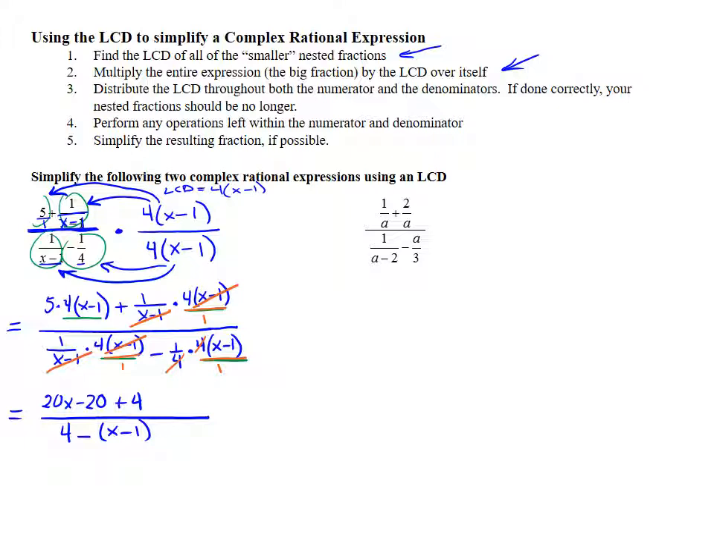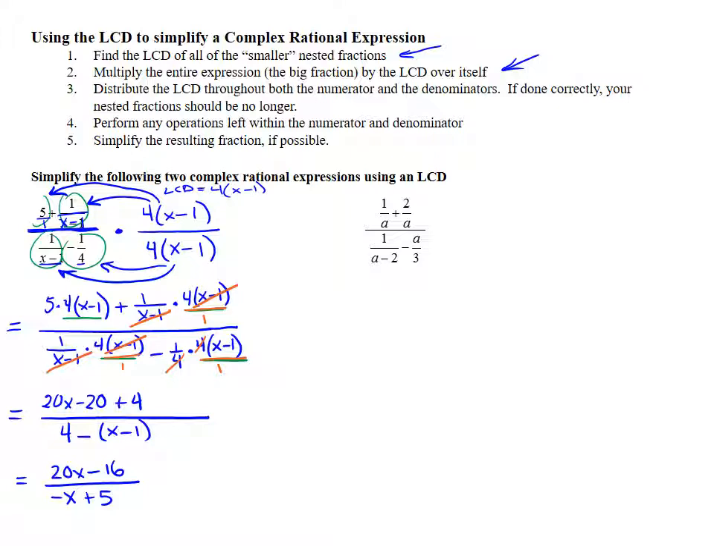So I'm going to need to distribute that minus. So I have 20x minus 16 on top over, and then if I distribute the negative, I have negative x plus 1, and then I've got a 4, so that's plus 5. So I collected like terms as I distributed that negative.